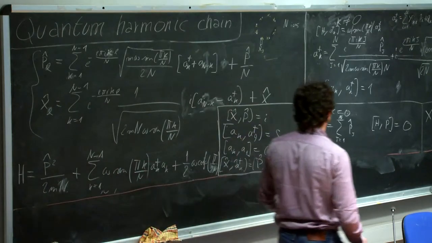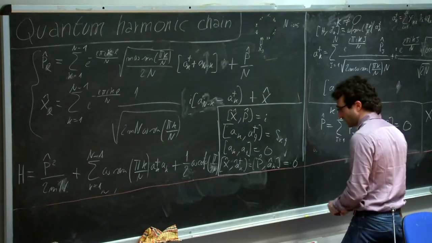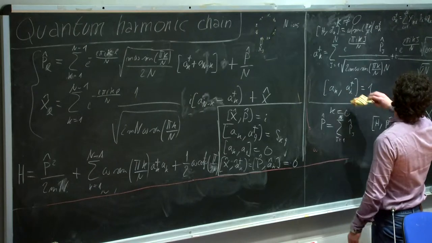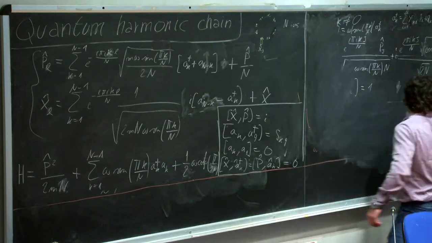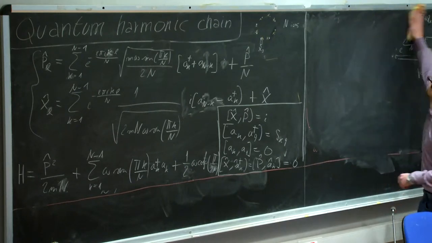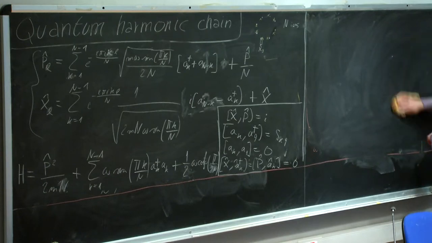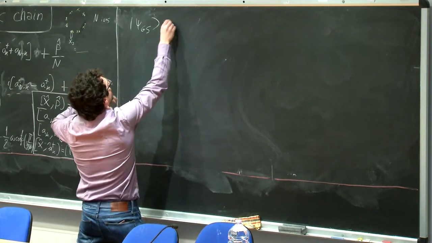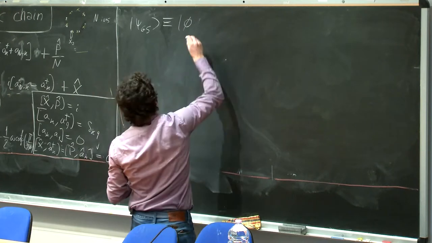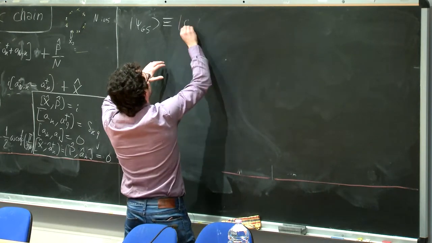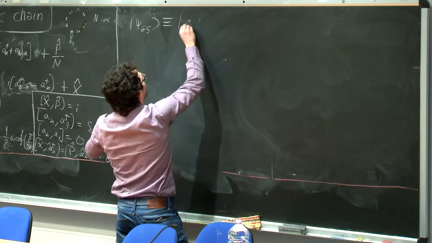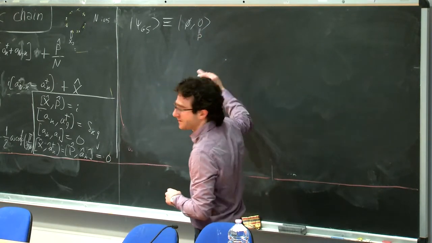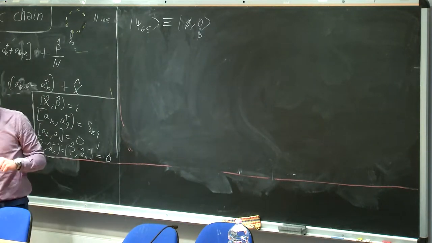So the ground state of the model, which I write. Ground state is such that it can be written as the vacuum of all the A's, and then we have the vacuum, comma, zero, where this is momentum zero, the eigenvalue of the total momentum. This is our ground state.